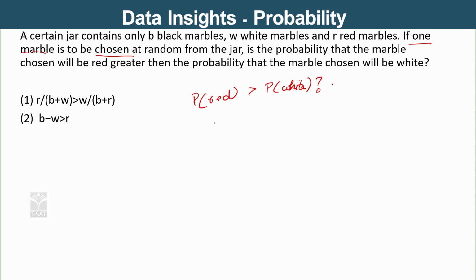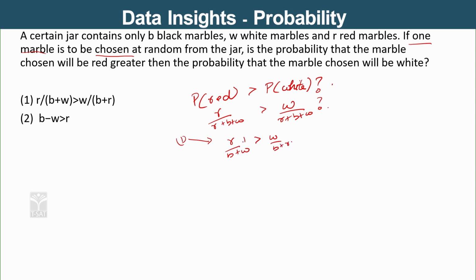This is what the question is asking. So, the probability that it will be red is nothing but R divided by R plus B plus W, and the probability that it is white is W by R plus B plus W. So, this is what the question is asking us. Let us look at the first statement. The first statement is saying that R by R plus B plus W is greater than W by B plus R.